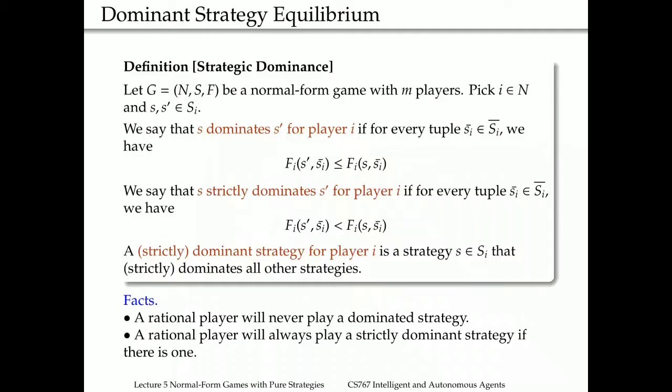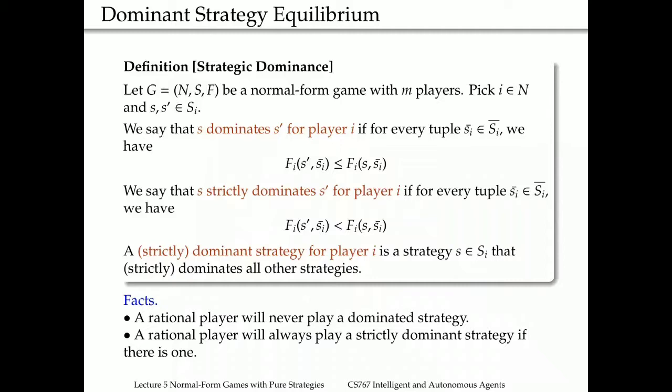Right. So the notion of strategic dominance is very fundamental for normal form games. Suppose we have this normal form game with n players, and we pick a player i and two strategies s and s prime from player i's action set. Then we say that s dominates s prime for this player i if, no matter what the opponents do. Remember this overline s_i indicates the possible actions of the opponents, and then overline small case s_i is an actual combination of actions of the opponents.